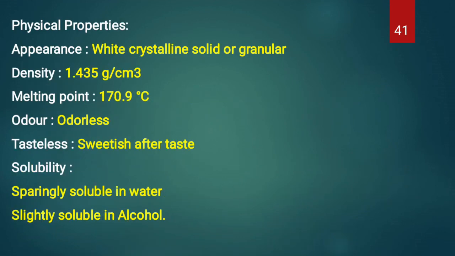Physical properties of boric acid. Boric acid occurs as a white crystalline solid or granular powder. Its density is 1.435 grams per centimeter cube. Its melting point is 170.9 degrees Celsius. It is odorless in nature. It is slightly sweet in taste. Solubility. It is sparingly soluble in water and slightly soluble in alcohol.